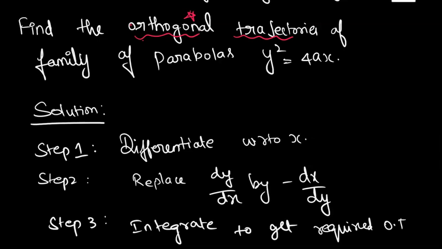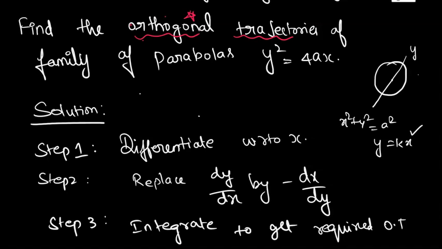We know that two curves intersect each other orthogonally if the tangents at the point of intersection are at right angles. So geometrically, we can say that the family of circles, say x square plus y square is equal to a square, and the family of straight lines that pass through the origin, say y is equal to kx, this is the second curve. So these sets of curves are orthogonal trajectories of each other. The angle of intersection, as you can see, is obviously 90 degrees.